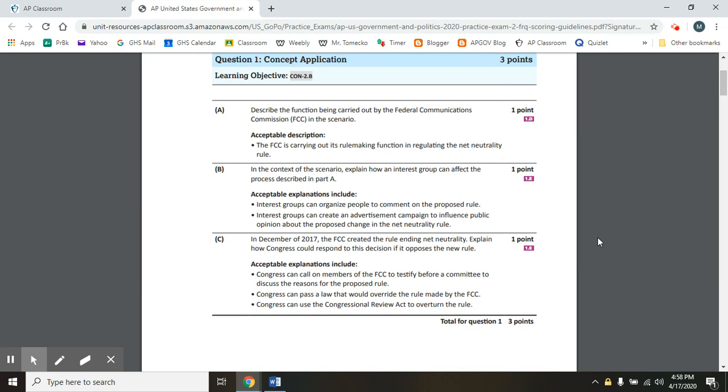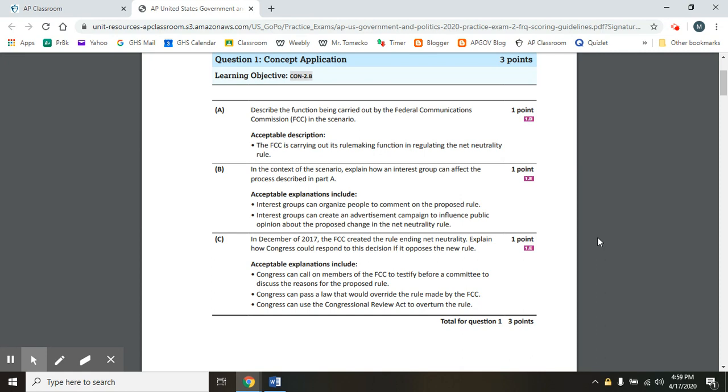Okay, so we did talk about this in our video lessons on the bureaucracy. Congress will also often exercise oversight. They'll hold hearings where they call the heads of various agencies to testify and explain why they're doing what they're doing. Okay, so that's one way Congress can put pressure on the FCC. Here's the one we went with, the second bullet. Congress can pass a law that would override the rule. Okay, real simple. And that's what I would go with.